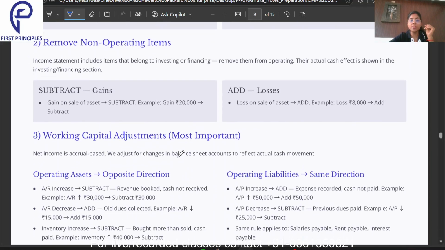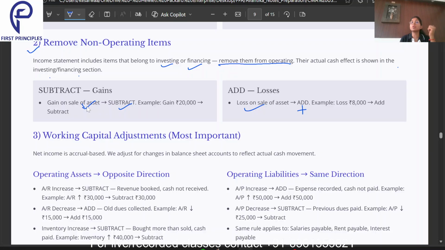Then second, remove non-operating items. The income statement includes items that belong to investing or financing, which have to be removed from the operating activity. Their actual cash effect is shown in the investing and financing section, because as of now we are preparing cash flow from operating activities using the indirect method. Gain on sale of asset has to be subtracted. Losses on sale of asset have to be added. If there is any loss or any gain, we need to treat it accordingly.